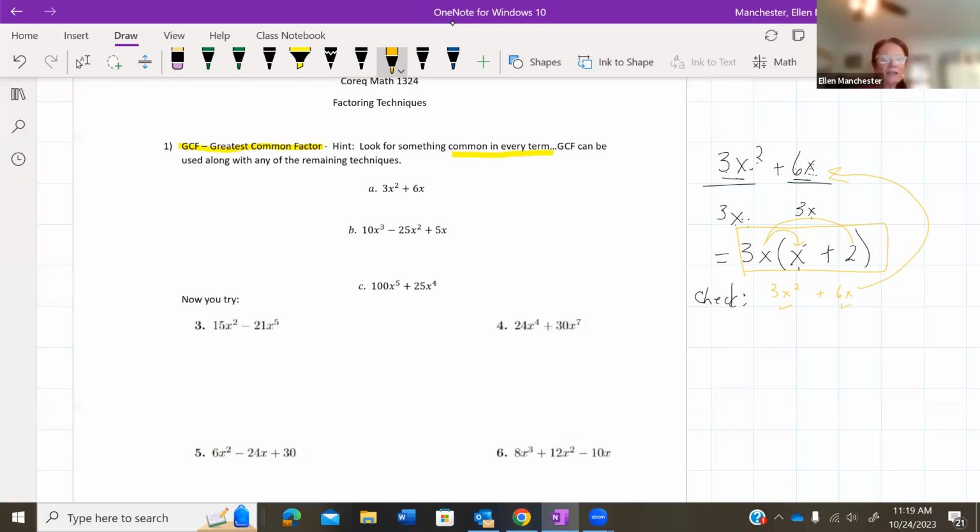Okay, so you should never get these wrong. Always be willing to check it. Now, you don't even have to write anything down. You can just go 3x times x is 3x squared. 3x times 2 is 6x. I know I did it correctly.